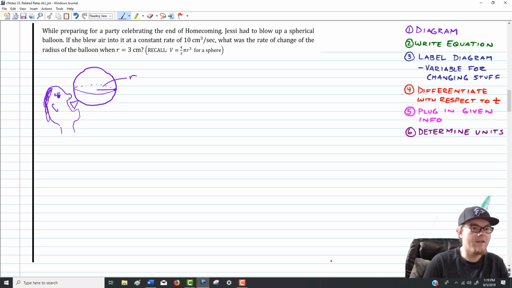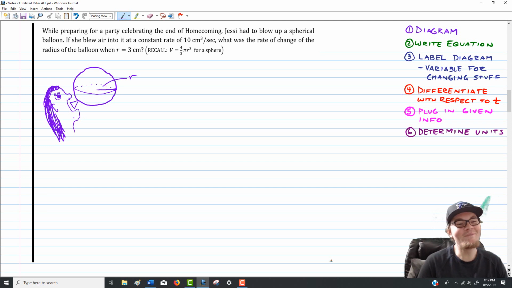I'm not sure that my drawing is super accurate here or valuable. If you know Jessie, please don't mention this drawing to her because it's embarrassing to me and all of humanity. In any event, though, we'll just pretend that's the person blowing up the balloon. And it's spherical, at least we got that.